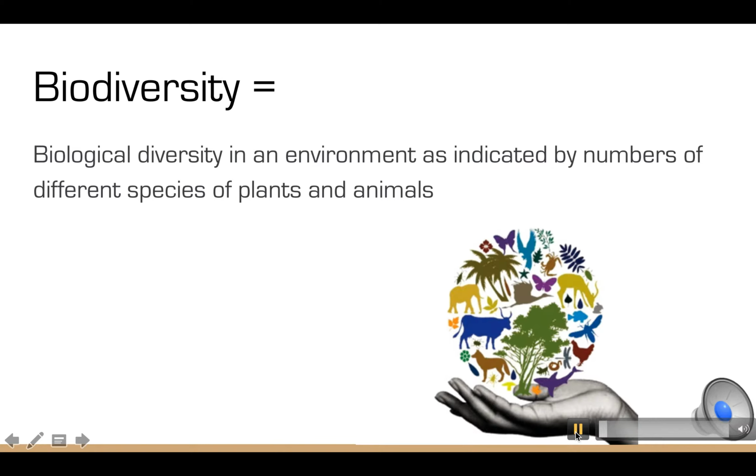So first off, what is biodiversity? In its simplest terms, you can look at it as just the variety of life. But a more technical term would be the biological diversity in an environment as indicated by a number of different species of plants and animals. So this is illustrated by just having an abundance of different species and having a very diverse amount of animals and life forms. But there are different types of diversity, which we'll get to in the next slide.